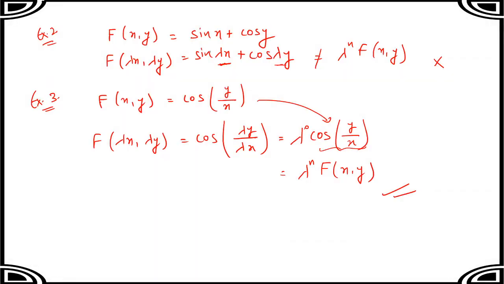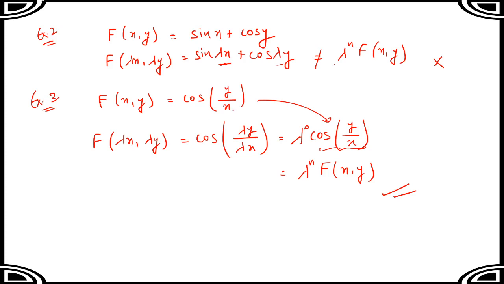Then second example, sin x + cos y. When we replace x with λx and y with λy, this is definitely not equal to the standard form because we cannot take λ common out of this. λ is part of the angle, so it is not a homogeneous function.